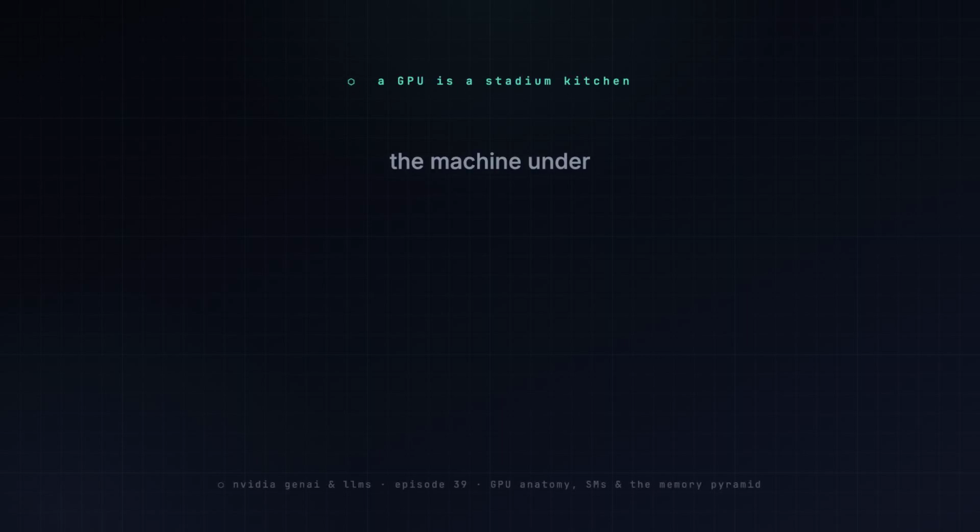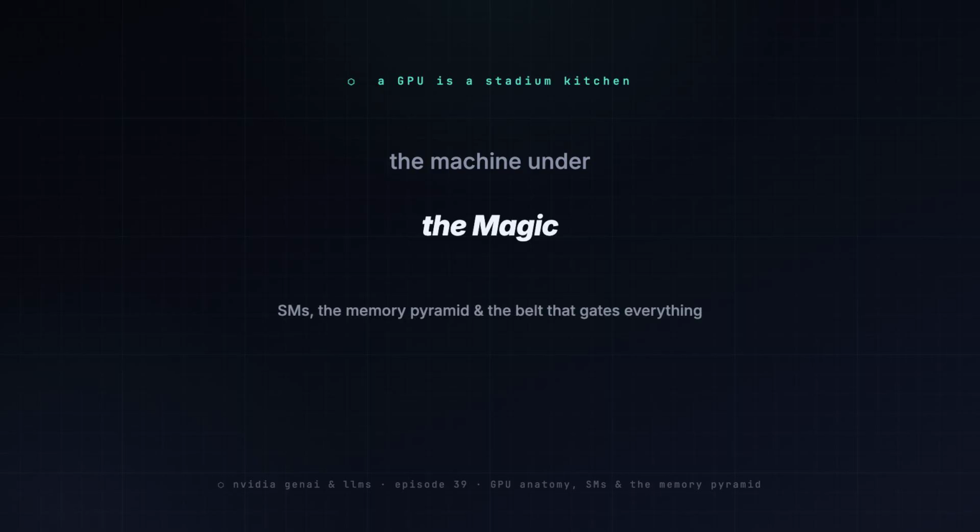For dozens of episodes, we have treated the model as math floating in the air: attention, MLPs, LoRA adapters, RAG, agents. But all of it runs on a physical chip. This stage opens that chip. And it starts with one analogy that will explain almost every performance decision you ever make.